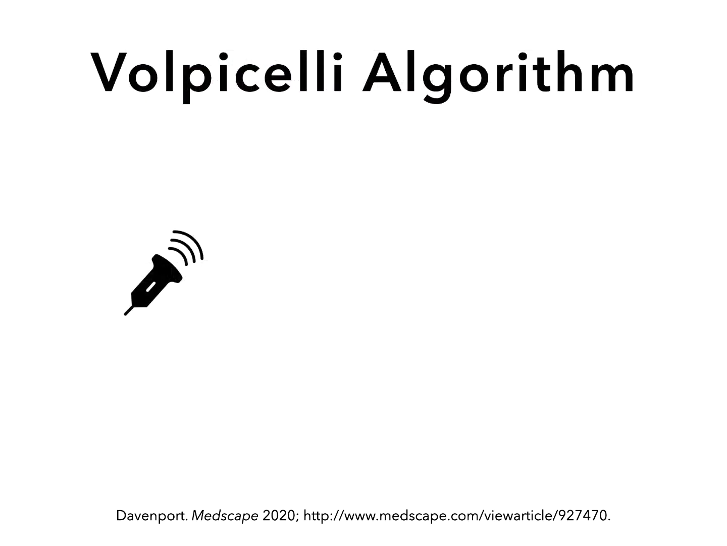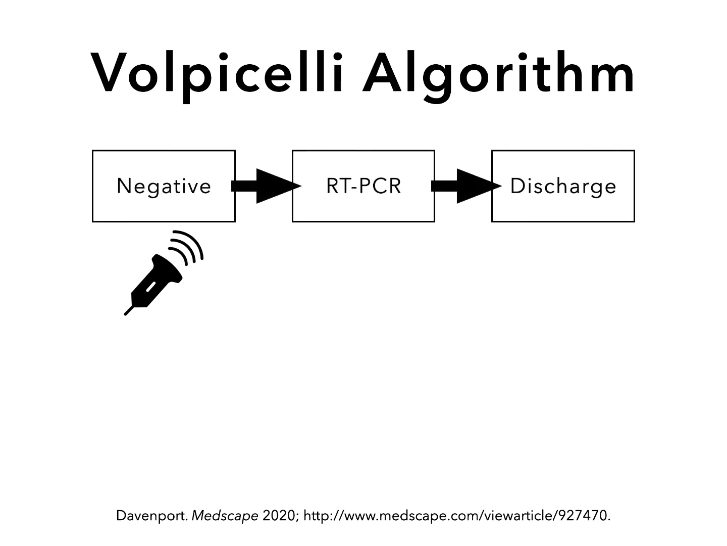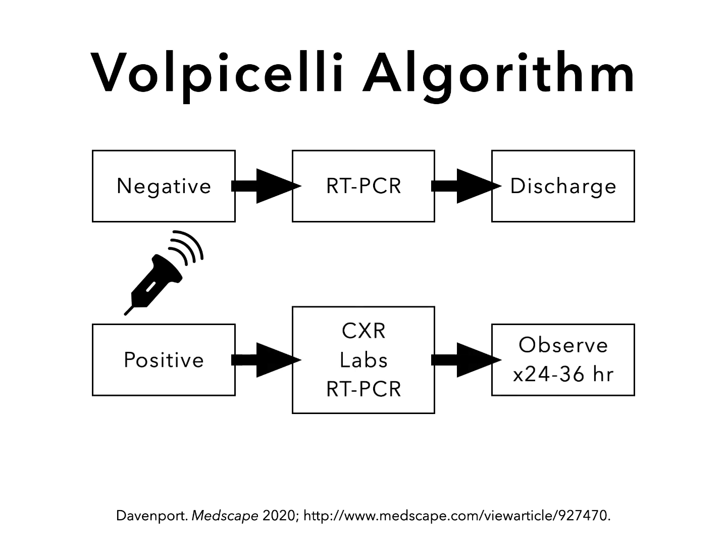So he will scan a patient. If the lung ultrasound is negative, meaning that the patient has A lines with no pleural abnormalities, B lines, or consolidation, he will order a swab for PCR and discharge the patient home. If the lung ultrasound is positive or suggestive of COVID, he will order a chest x-ray, labs, a swab for PCR, and admit the patient to an observation unit for 24 to 36 hours while he waits for test results to come back.